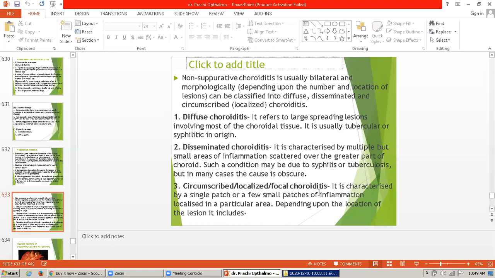Circumscribed, localized, or focal choroiditis is characterized by a single patch or a few small patches of inflammation localized in a particular area, and depending upon the location of the lesion it is.